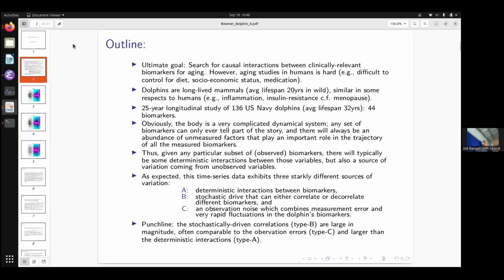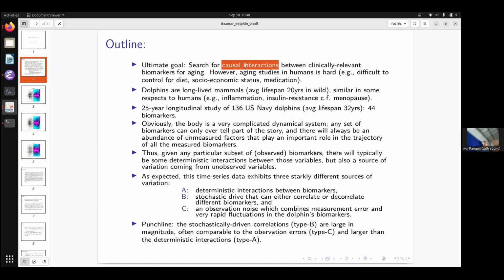So let me try and explain what the main goal was. The big pitch, that goes beyond dolphins here, is the larger question of, is it possible to somehow deduce or infer causal interactions? Hopefully, people can see the screen here. Some kind of information about what biomarkers that you could read from a human have causal effects on other biomarkers. So, what is a biomarker?